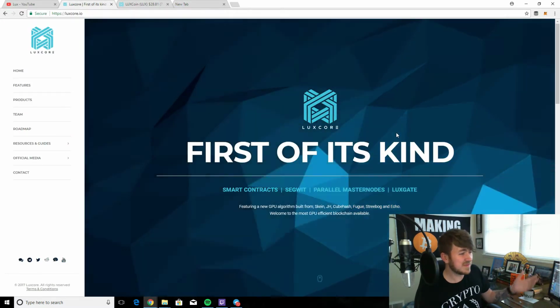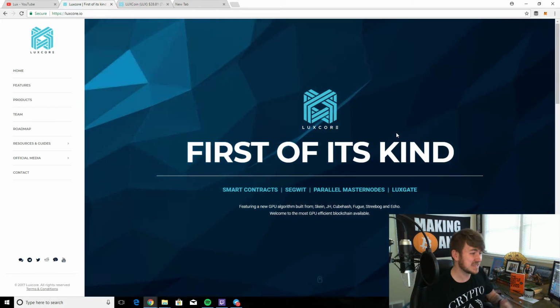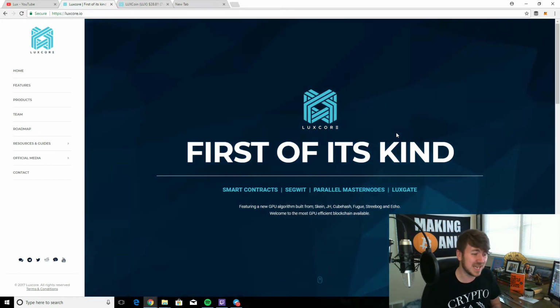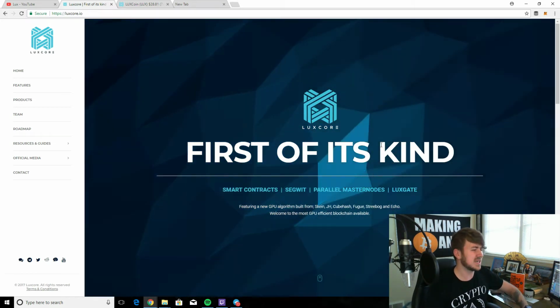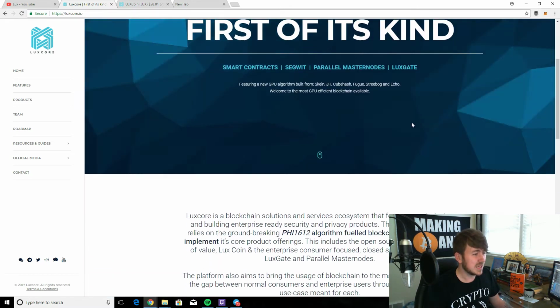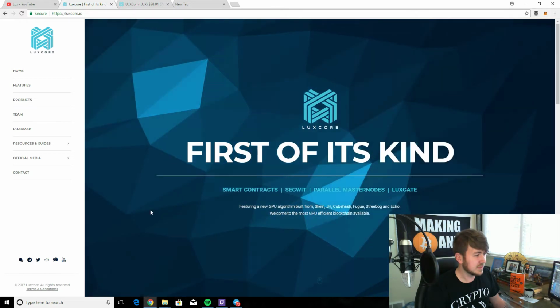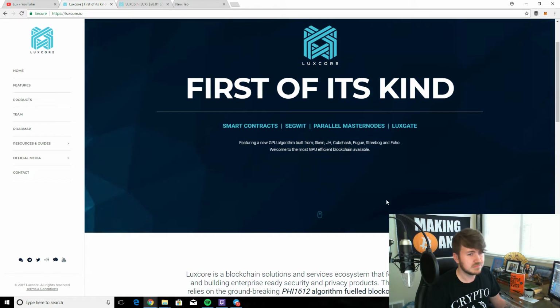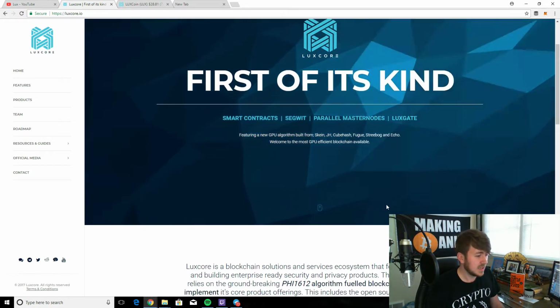Alright, so right off the bat, first of its kind: smart contracts, SegWit, parallel masternodes, and LuxGate. Oh, what are all these awesome features? The website looks pretty streamlined, that's kind of cool. I know it's an upgrade. I looked at it a little while ago, and it wasn't this nice. So there's some progress right there.